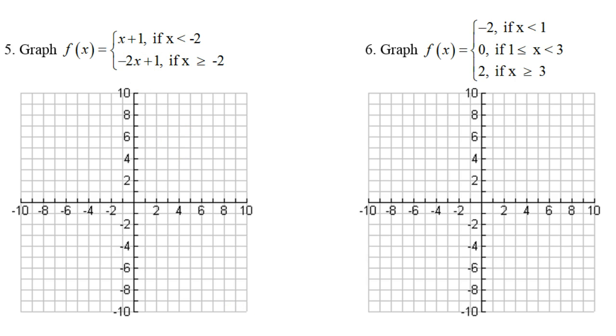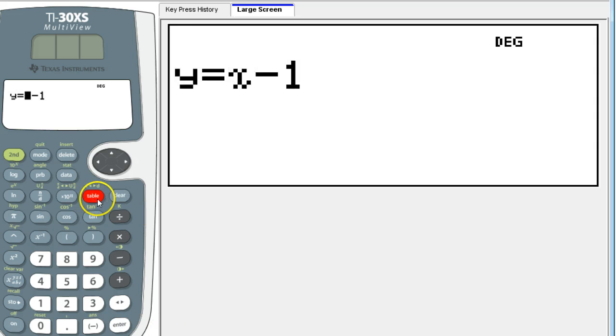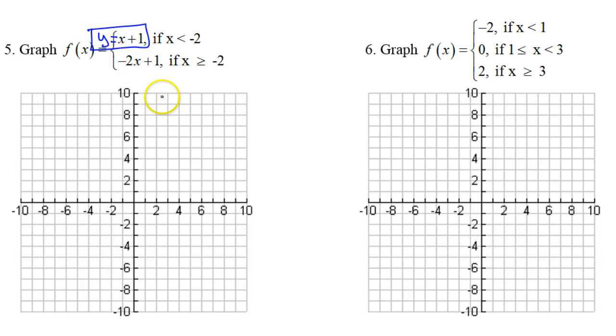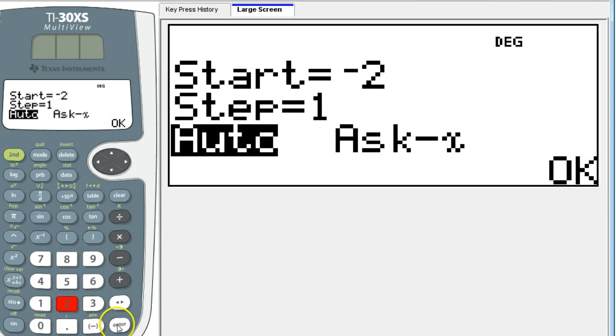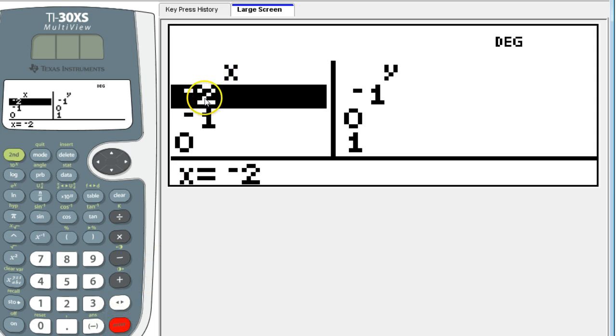So looking back at this, if I want to graph the first piece, y equals x plus 1, then on my calculator, I can go to the table function, clear out anything that's in there, and just type in x plus 1. So x plus 1, enter. Now I know this number that's part of my domain restriction is going to end up being the endpoint of this piece of the graph. So I want to start at the endpoint, start at negative 2. So negative 2. Enter, enter, enter, enter. So that means my endpoint is going to be negative 2, negative 1.